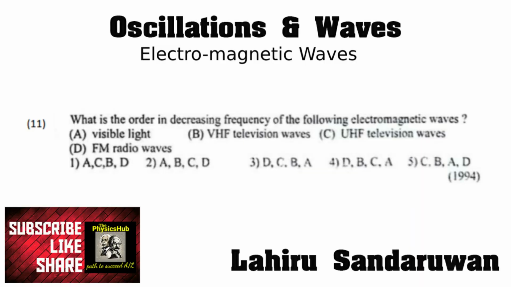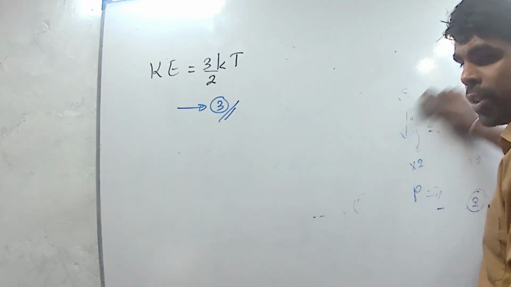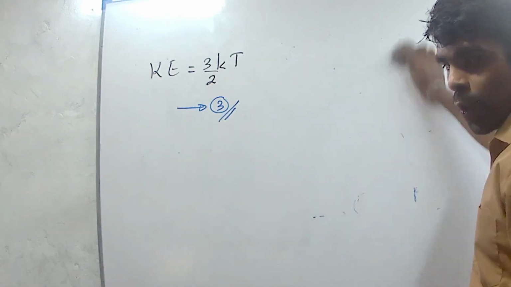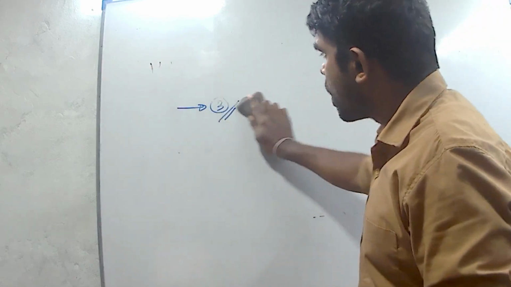What is the order in decreasing frequency of the following electromagnetic waves? A. Visible light. B. VHF television waves. C. UHF television waves. D. FM radio waves.